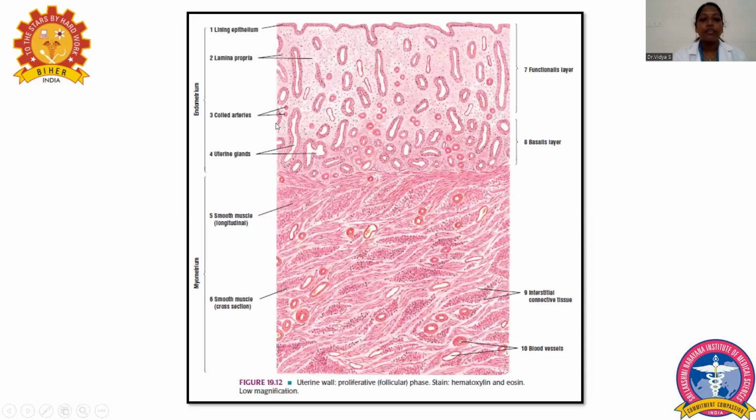This picture shows the follicular phase of the uterine wall. You can see the differentiation between the myometrium and the endometrium here. The myometrium consists of smooth muscles and interstitial connective tissues. Coming to the endometrium, we already discussed the two layers, stratum basal and stratum functionale. So this one is the basal layer, this one is the functional layer. Here you can see the stroma, the lamina propria, the stromal layers, and we can view some of the uterine glands in the basal layer, and also the coiled spiral arteries.